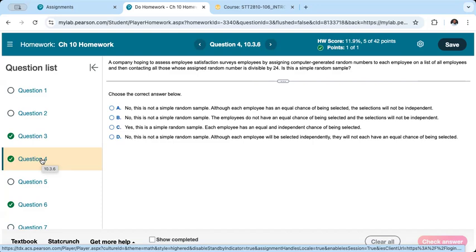Anybody else? I think it's B. Why do you think it's B? Because it's not random. They give random numbers, but since it's indivisible by 24, it's not independent, it's not equal, so.